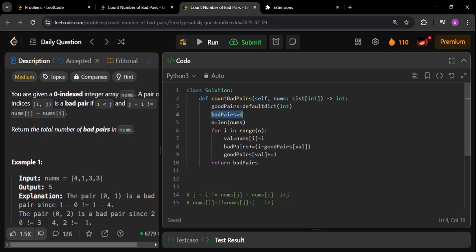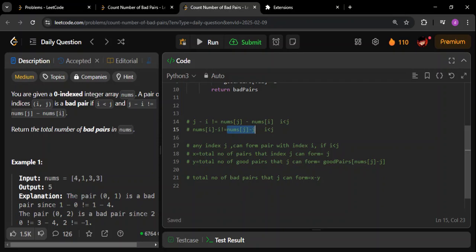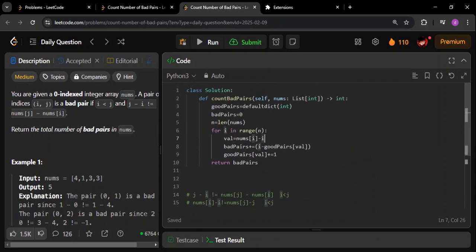So, this is going to be the total number of bad pairs. I'm going through each index from 0 to n minus 1. For each index, I'm calculating this value. What is this value? This value is coming from this: nums of i minus i. This I'm calling the value. This is something that we want to track.